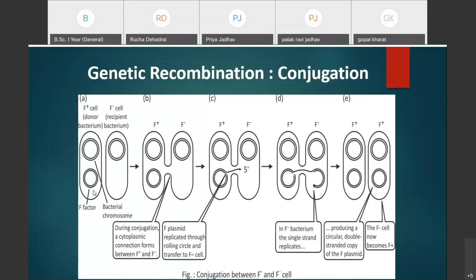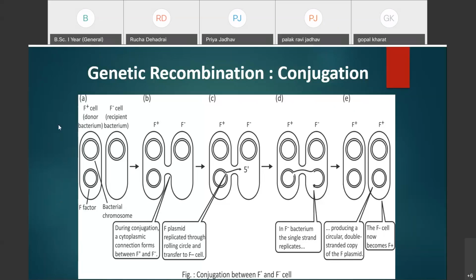Some of the plasmids are self transmissible. That means they can transfer from one bacterial cell to another bacterial cell on their own. Some of the plasmids are self transmissible, that means they mediate their own transfer from one bacterial cell to another bacterial cell. And also they can transfer other plasmids.